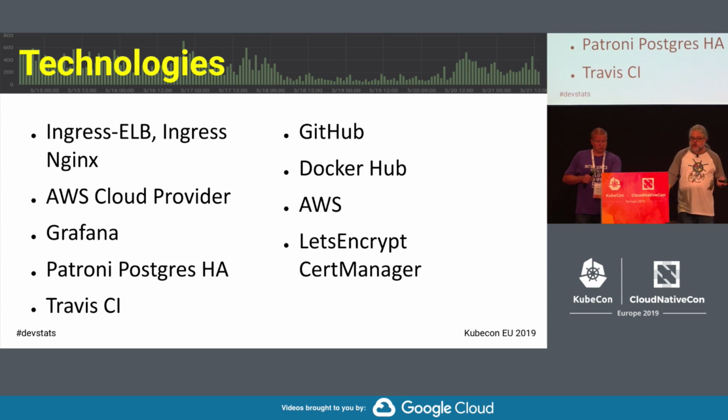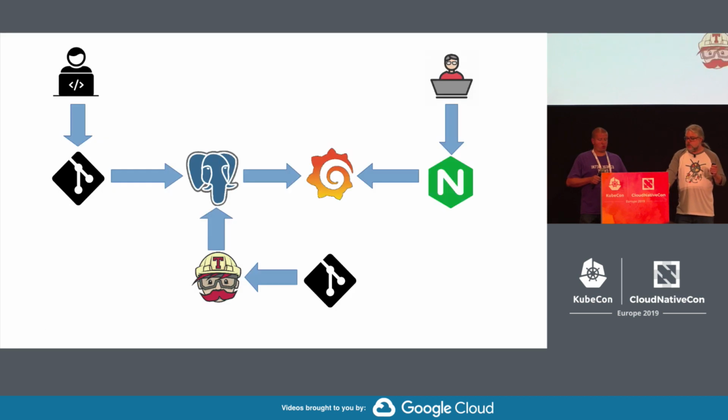The technologies involved include Ingress ELB and then NGINX Ingress for the Ingress solution, using the AWS cloud provider in this installation, of course, because we're on EKS, Grafana, Postgres, Travis CI for CI update, GitHub, Docker Hub, AWS, and then the wonderful Let's Encrypt certificate manager we'll talk about more in a minute. This is a very simple version of what the general application structure is.